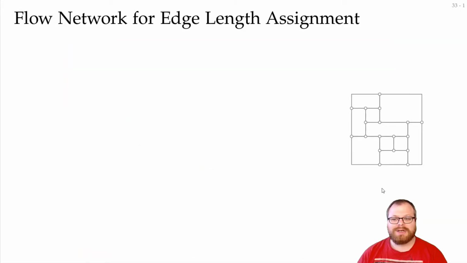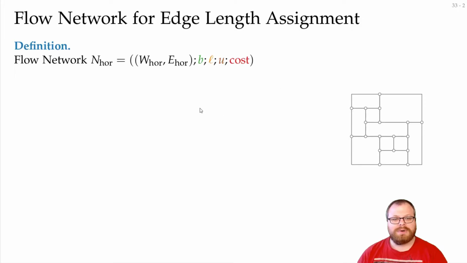So let's have a look at one example here. All the faces are really rectangles, and the outer face looks like this. We want to define a horizontal flow network first that gives us the length of the horizontal segments. Our vertex set are all the faces of the graph without the outer face, but then we add a source and a sink on the outer face. So the outer face is basically here twice.